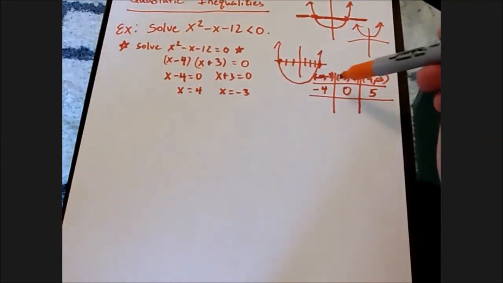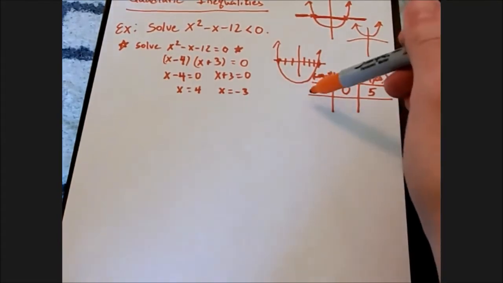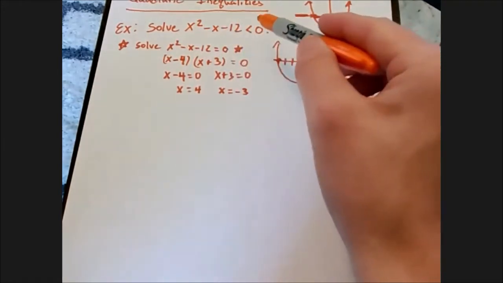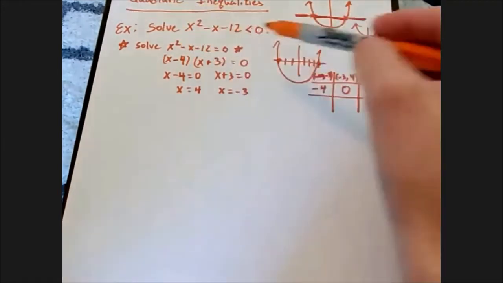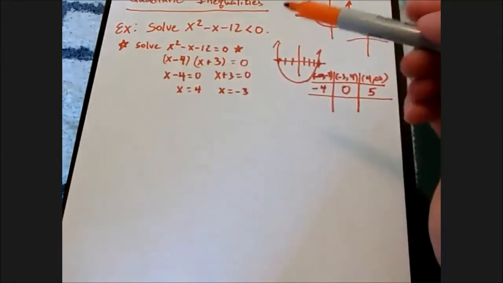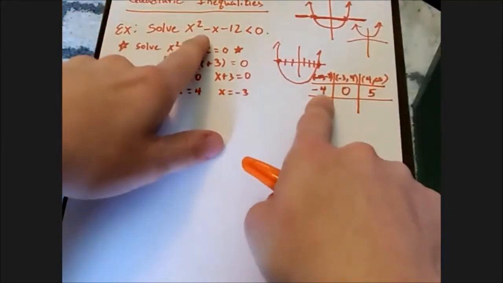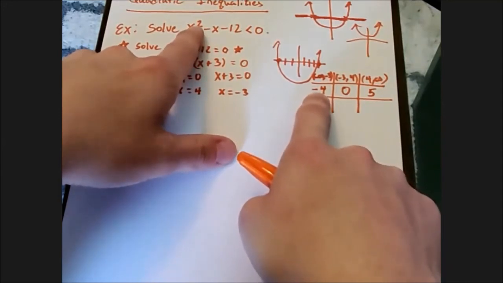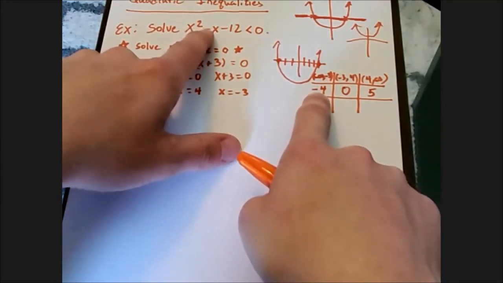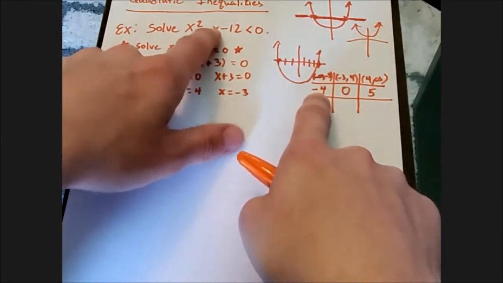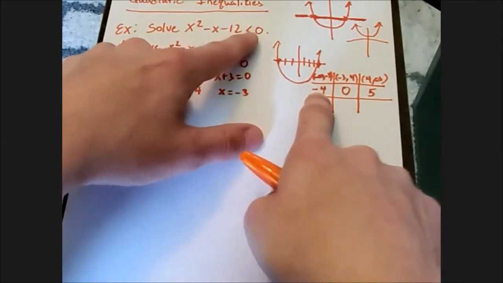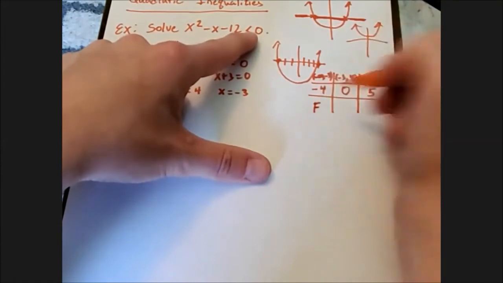And then what you're going to do is plug it in. Whatever value you pick, you're going to plug it into the inequality. And there are 2 things that could happen. It's either going to be a true statement or a false statement. For example, let's plug -4 in there. -4 squared is 16. 16 minus -4 is 20. 20 minus 12 is 8. Is 8 less than 0? No, it is not. That is a false statement.